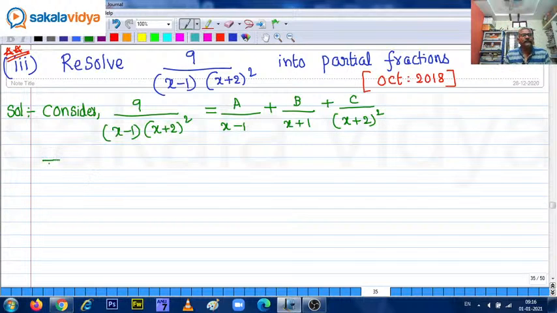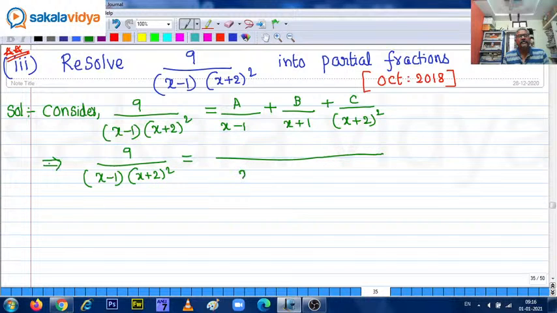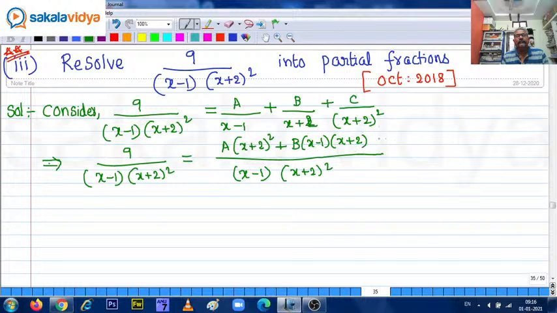The next step we need to follow like this. 9 upon x minus 1 times x plus 2 whole square. Here if you take the LCM, we get x minus 1 times x plus 2 whole square. So x minus 1 into x plus 2 whole square divided by x minus 1, you get A times x plus 2 whole square, plus, x plus 2 whole square divided by x plus 2, B times x minus 1 into x plus 2, plus, x plus 2 whole square cancels, C times x minus 1. Comparing, the denominators cancel.